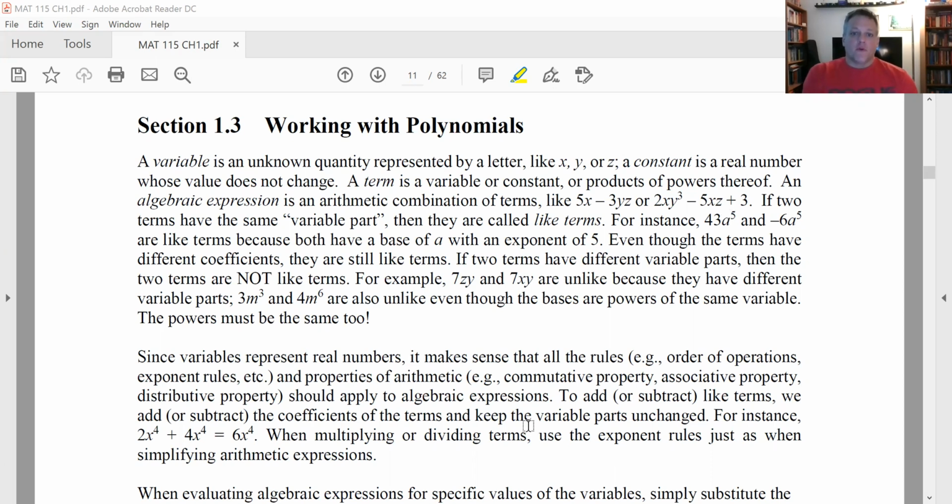All right, so remember, with regard to arithmetic, we have all sorts of properties that enable us to compute. We have the order of operations, we have commutative property, associative, and distributive property. And so since an algebraic expression like a polynomial really represents an arithmetic one, in other words, when you plug a number in for the variable, you get an arithmetic expression, all those rules will apply for algebraic expressions.